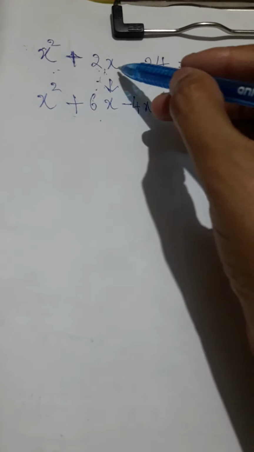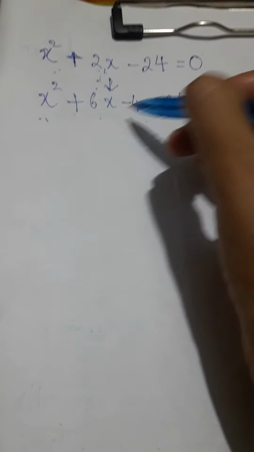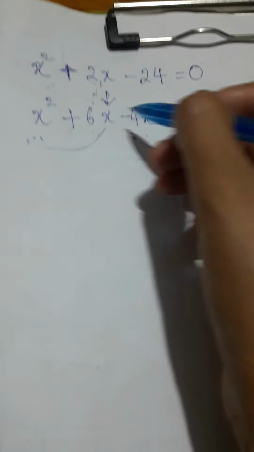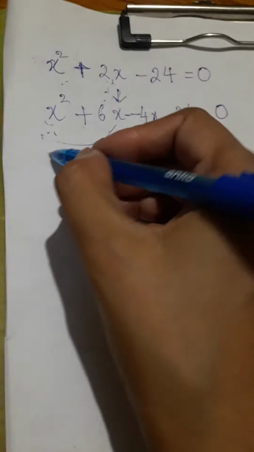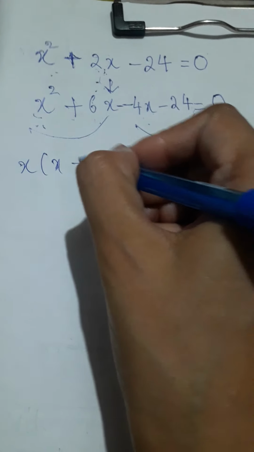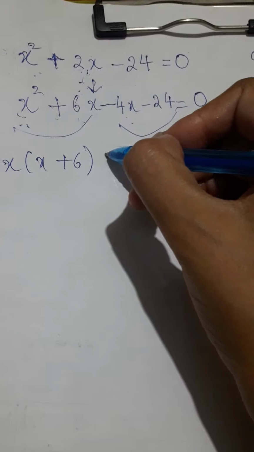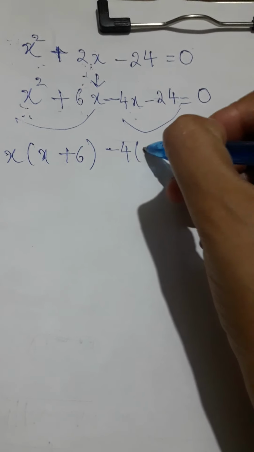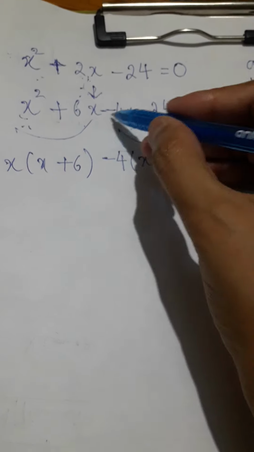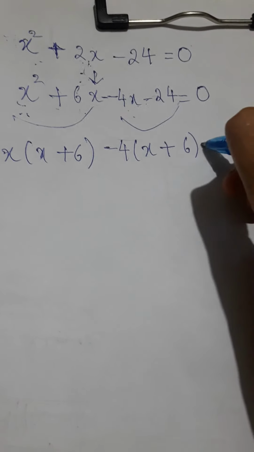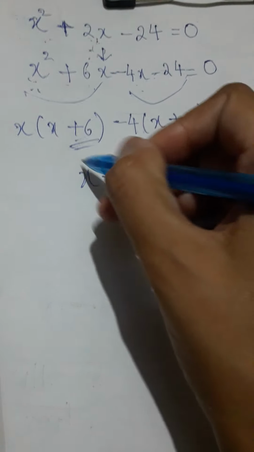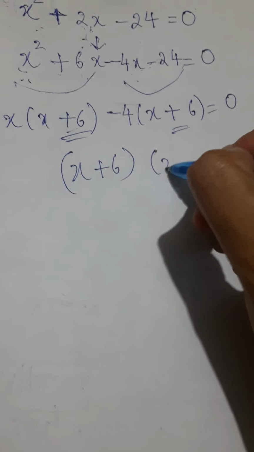Now once I have split the expression in this manner, I just have to group the terms. I can take the first two and the last two, as long as I can find something common. Here I can find x common, and here I can find 4 common. So x is common in the first two: x into x plus 6. And here I take out a minus, and 4 is also common, so minus 4 into x plus 6 is equal to 0. Now I take out the common term x plus 6, giving x plus 6 and x minus 4.